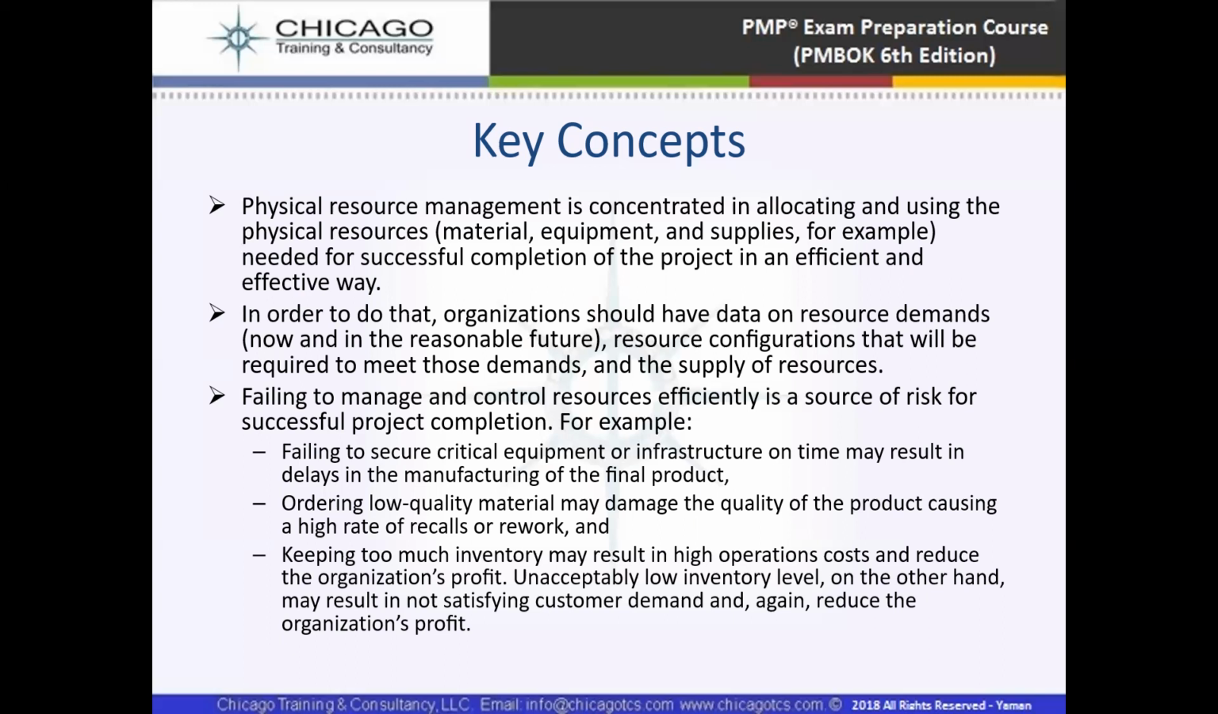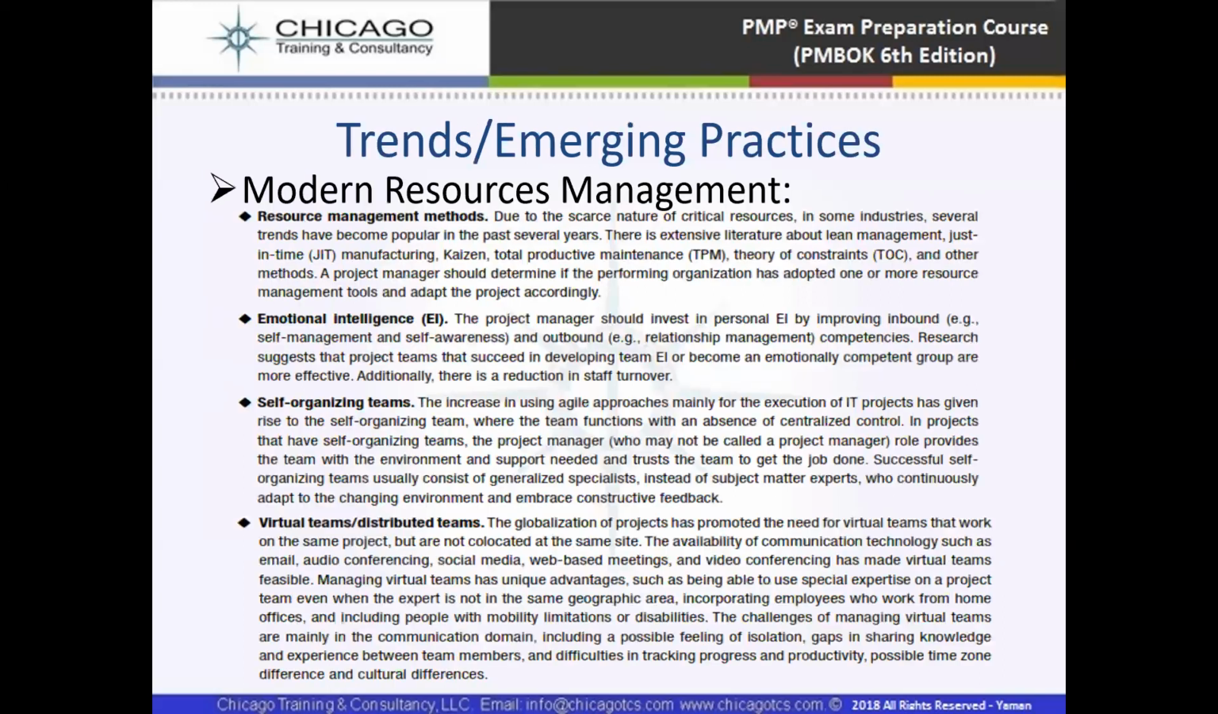And keeping too much inventory may result in high operation costs. So if there is a lot of inventory, there will be high operation costs and reduced organization profit. Unacceptably low inventory level, on the other hand, may result in not satisfying customer demand. It means if we have a low supply of materials, it is also not good, because we can't have the material on time to execute those activities. But if we have a high amount of delivery of materials, it will generate high operational cost. So that's why it is necessary to control those areas.